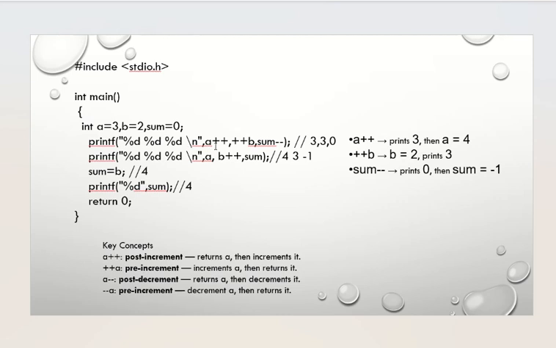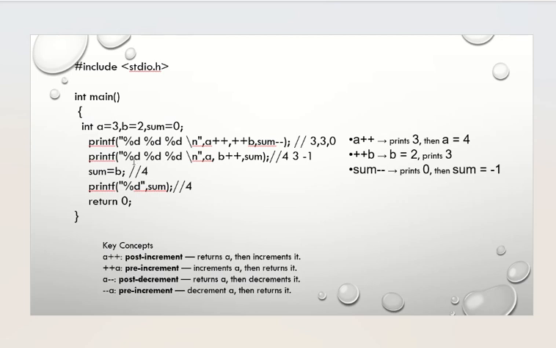So a++, what is the value of a? 3. Since it is a post-increment operator, the value is printed as 3. Then the value of a is changed to 4. Next ++b, since it is a pre-increment operator, the value 2 gets incremented, so the value is printed as 3. Next sum--, the value of sum is 0. Since it is a post-decrement operator, the value is printed as 0 but it is changed to -1, which can be reflected in the next statement.